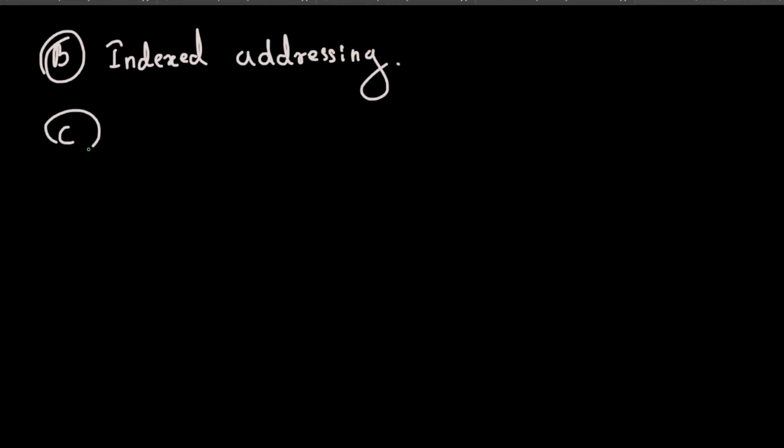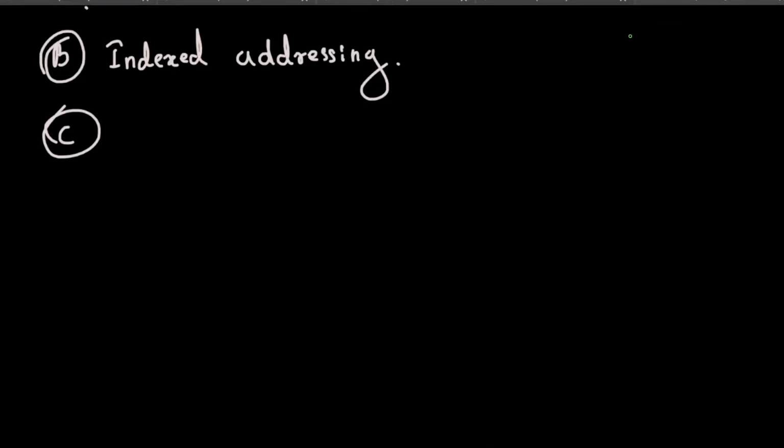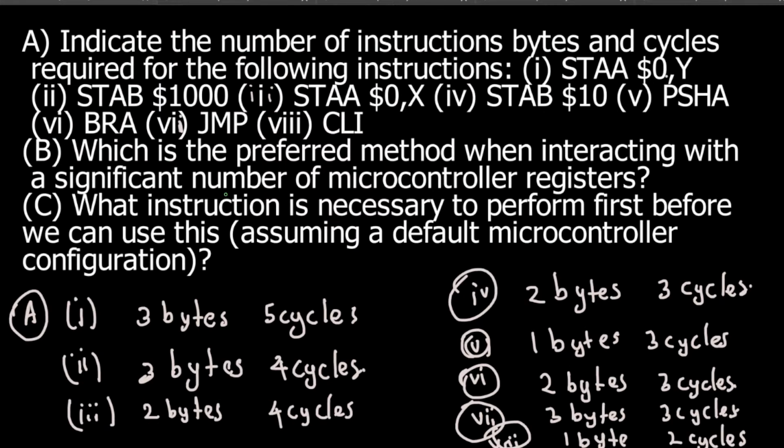Okay, and then the C part is asking which instruction is necessary to perform first before we can use this, assuming the default microcontroller configuration. Here we have to set X equal to 1000 before we make any of this based on the given code.